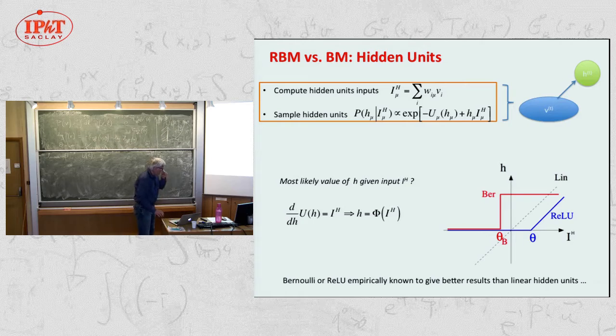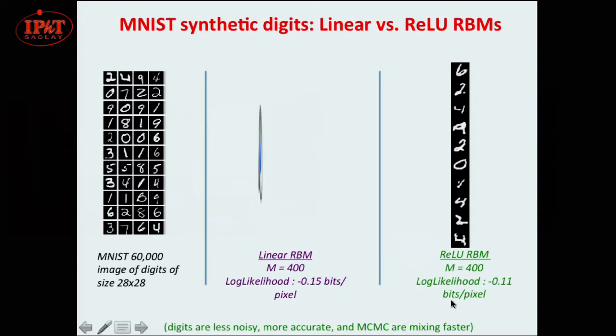So I said that these rectified linear units actually give better results than the linear ones. So let me show you this. So what you have seen here is this simulation. This is the same as the one I showed before. Now let me show you what happens if you take a purely quadratic potential, u of h equal to h squared, and then you do exactly the same algorithm, the same training and so on.